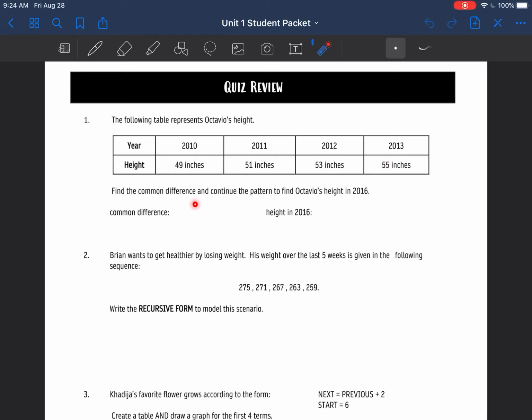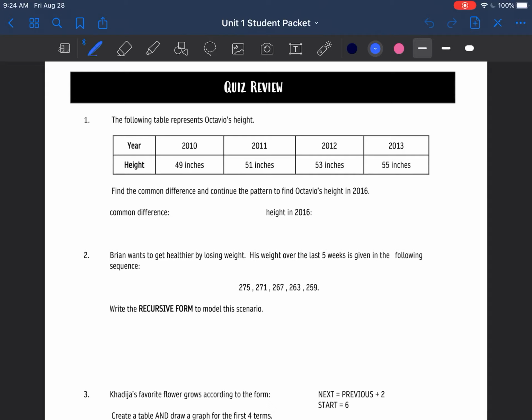We are asked to find the common difference and then also find out how tall he would be in 2016 if the pattern continues. So in this problem, we're going to really focus in just on the height part. We know the year is going to change every year. The variable that we care about here is the height. We can predict his growth based on the pattern that we're seeing. So first thing we've got to do is discover what the common difference is.